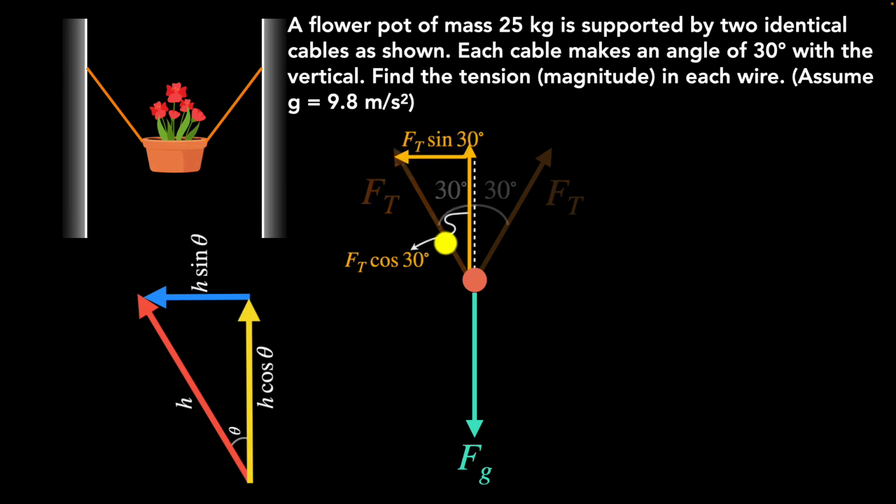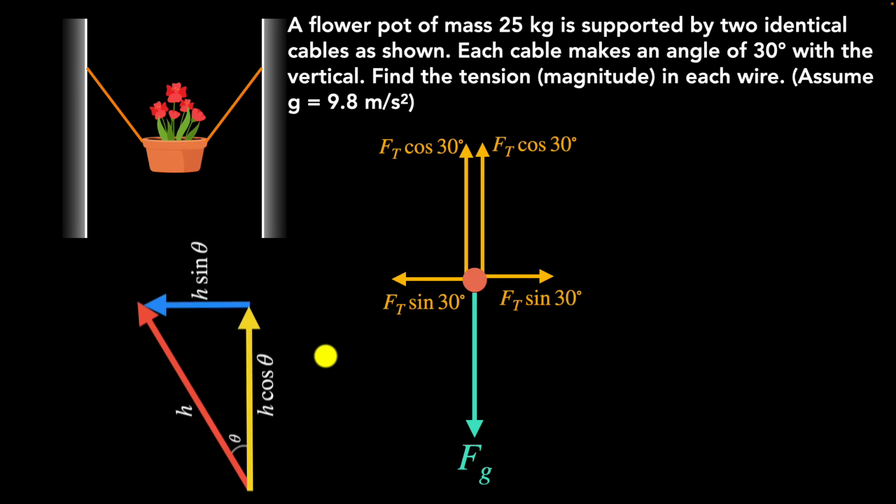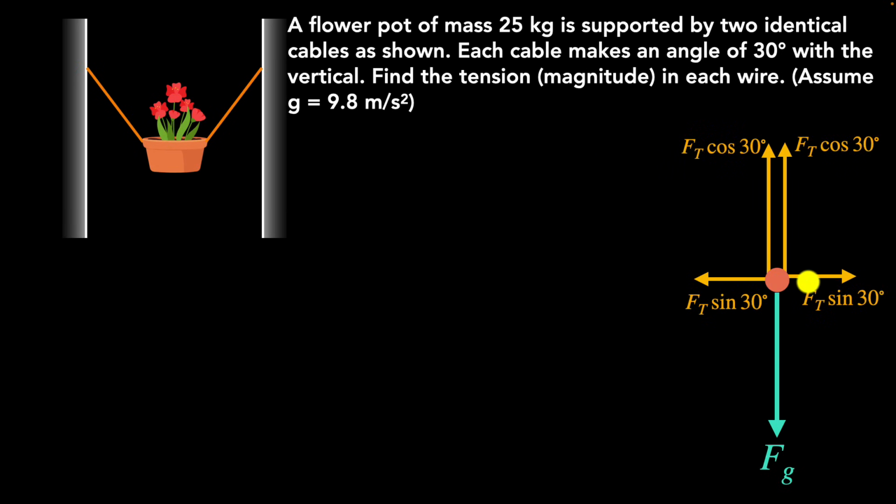So let's get rid of this vector. And I can do the same thing over here. In fact, it's going to be very similar. The horizontal component will be Ft sine 30 and the vertical component will be Ft cos 30. All right, so I have my free body diagram with only horizontal and vertical forces. Okay, now I look at what is asked. We are asked to find the value of the tension force. How do we do that?